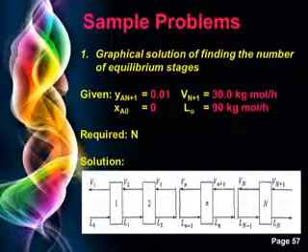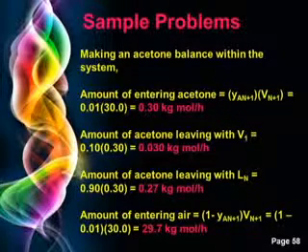Okay, so for the first problem, we will use the graphical solution in finding the total number of equilibrium stages. We are given the mole fraction Ya(n+1) to be 0.01, Xa0 equal to 0, V(n+1) 30 kg moles per hour, and L0 90 kg moles per hour. Making a total acetone balance within the system, we will first determine the amount of entering acetone. It is given by Ya(n+1) times V(n+1), so that's about 0.01 times 30, and it is equal to 0.3 kg moles per hour.